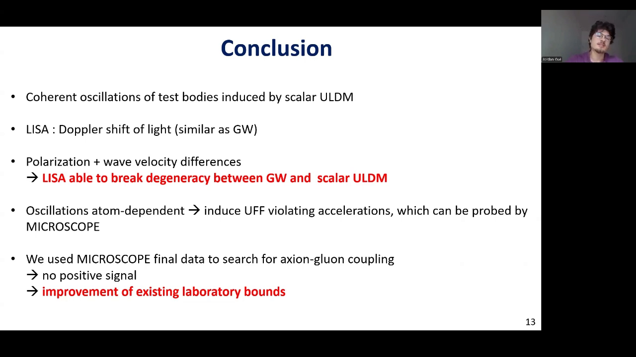Now, the second thing is that these oscillations are atom dependent, so they induce UFF violating accelerations, and so they can be probed by classical tests of the universality of free fall like MICROSCOPE. And so I've shown you in the second part that you can use MICROSCOPE data to search for the axion-gluon coupling. And this is what we did. And we found no positive signal. And this allowed us to set improved bounds on this coupling.